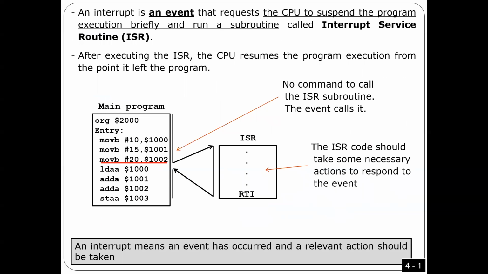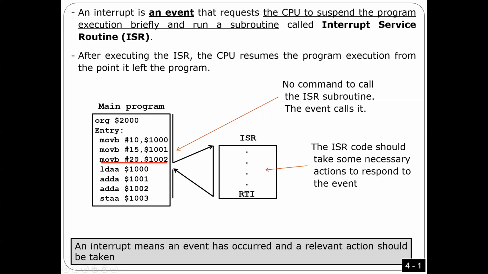Number 2, for any interrupt, when there is an event, this event requests the CPU to suspend the program, go execute a subroutine, and come back. Every source has a subroutine, right? And automatically the CPU is going to suspend the program.